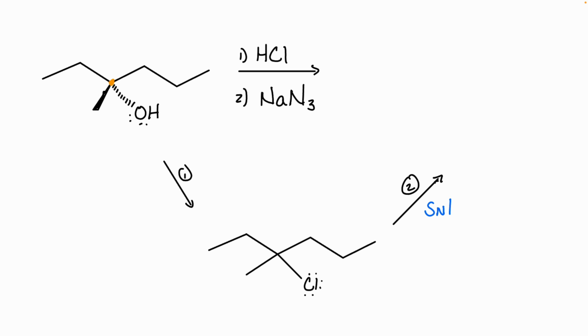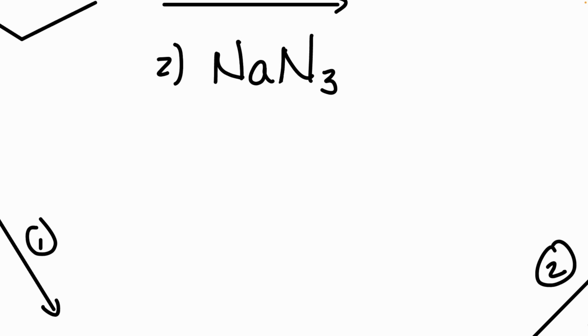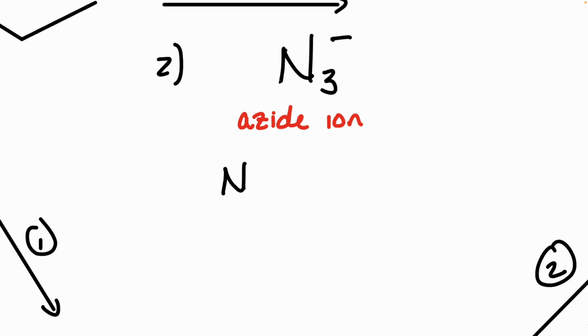Just to kind of remind us real quick, this thing here, again, sodium's not doing anything for us. This is our nucleophile. This is what we call an azide ion. If we do our Lewis structure for our azide ion, we would see that we have our nitrogens all bonded in a row here.